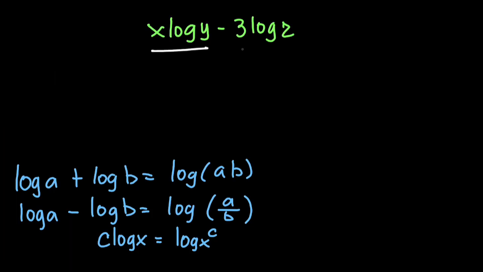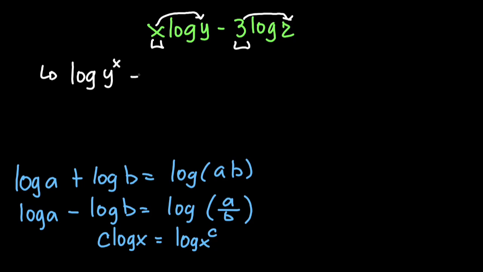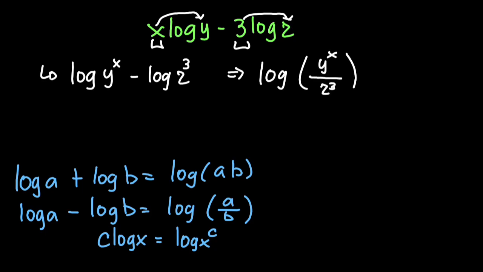Next, x log of y minus 3 log of z. Once again, put all the variables here as an exponent. So this would be log of y to the power of x minus log of z to the power of 3. And so your condensed structure here would be equal to log of y to the power of x over z to the power of 3.